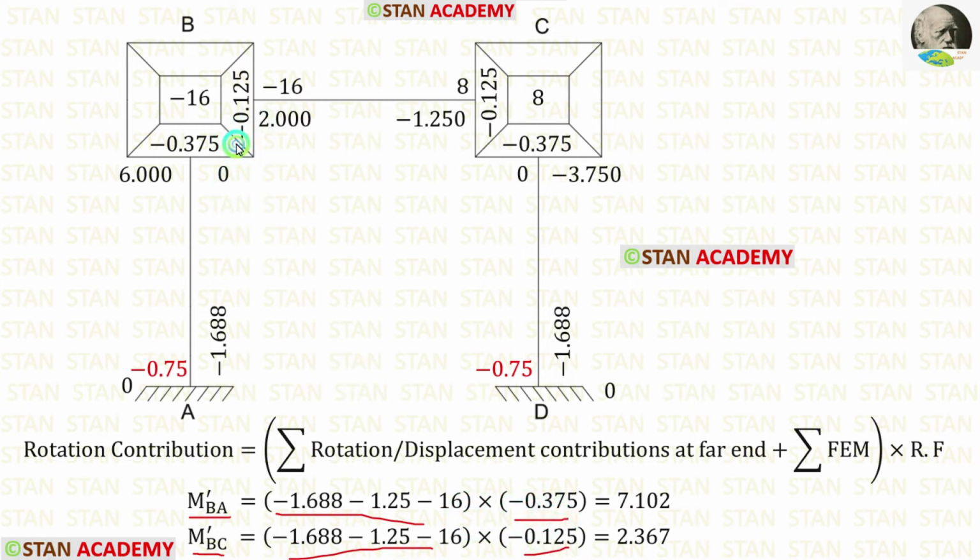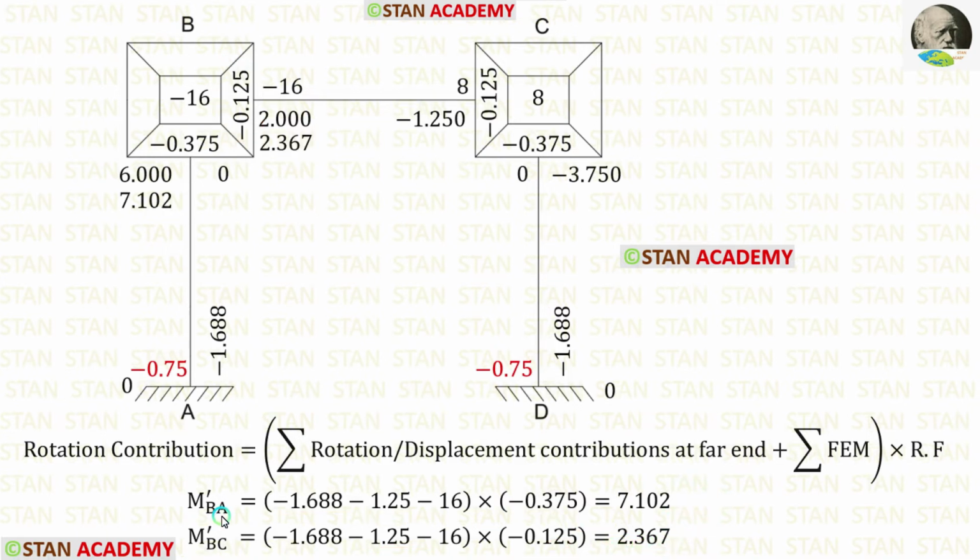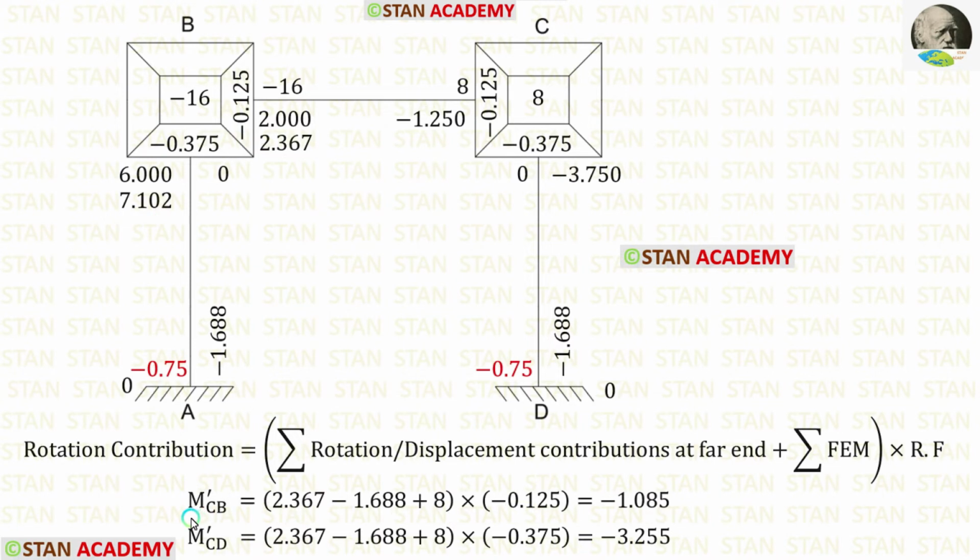We know that for M'-BA and M'-BC, all of the values will be same except the rotation factor. The rotation factor for BC is minus 0.125. Let us apply that. Finally, for M'-BC, we are getting 2.367. Let us apply the values of M'-BA and M'-BC. Now let us find M'-CB. The latest rotation contribution in the point B is 2.367.